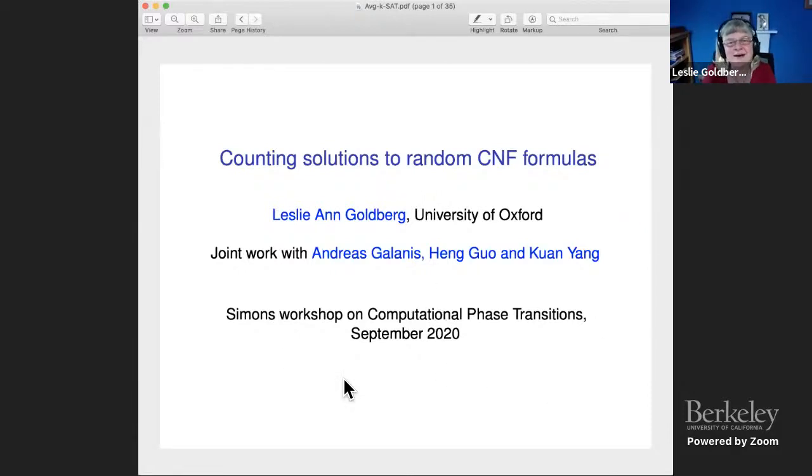Okay, so I'm going to be talking about counting solutions to random CNF, and this is joint work with Andreas Galanis, Heng Guo, and Quan Yang.